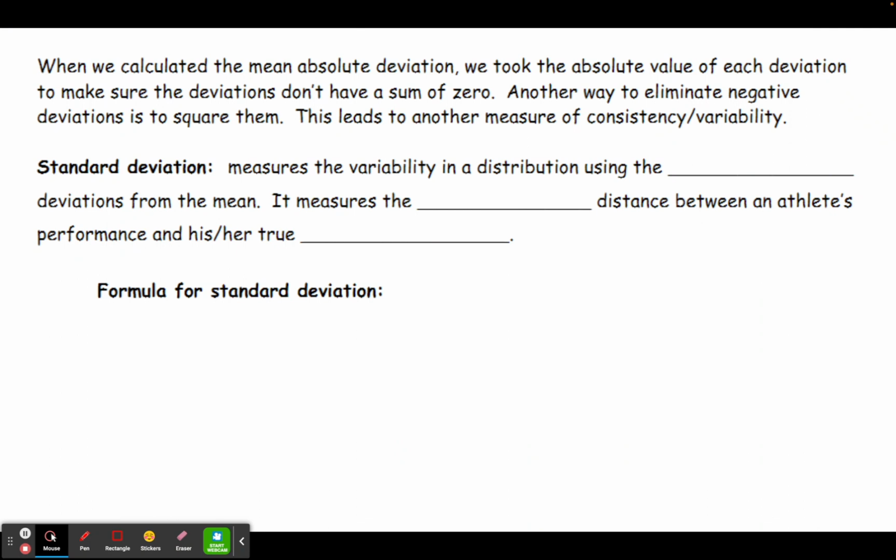When we calculated the mean absolute deviation in the last section, we took the absolute value of each deviation to make sure that the deviations don't have a sum of zero. Another way to eliminate negative deviations is to square them. And this leads us to our next measure of consistency or variability, which is called the standard deviation. Now, the standard deviation measures the variability in a distribution using the squared deviations from the mean. This is a measure of the typical distance between an athlete's performance and his or her true ability.